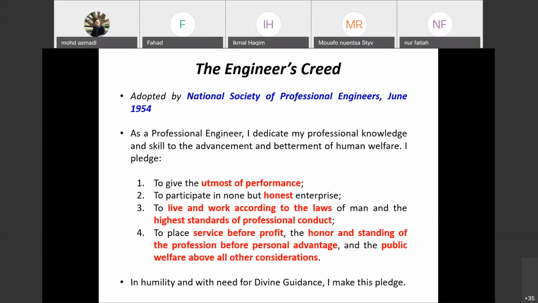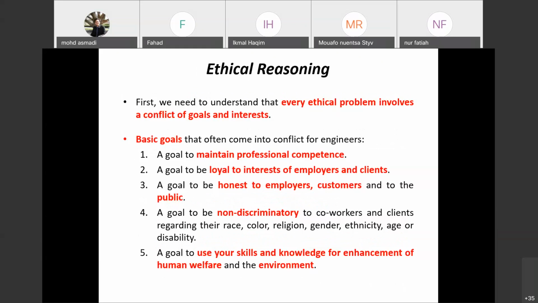Focus on service, build professional reputation. We continue regarding race, color, religion. Very proper enhancements of the reasoning of the ethics.